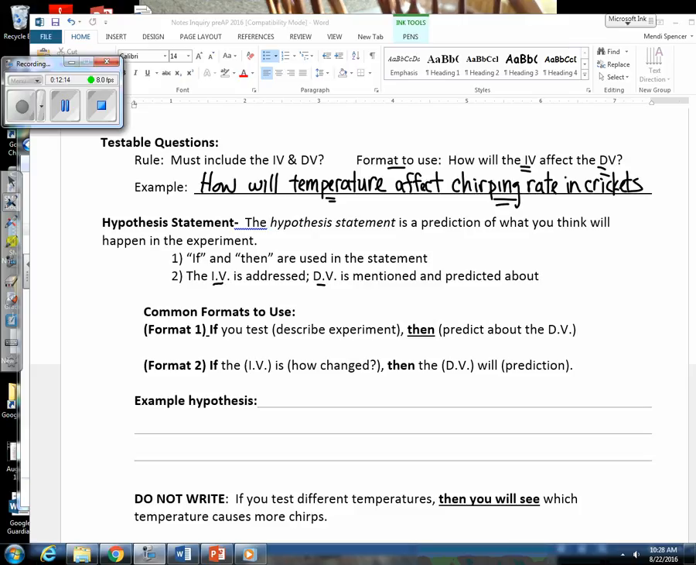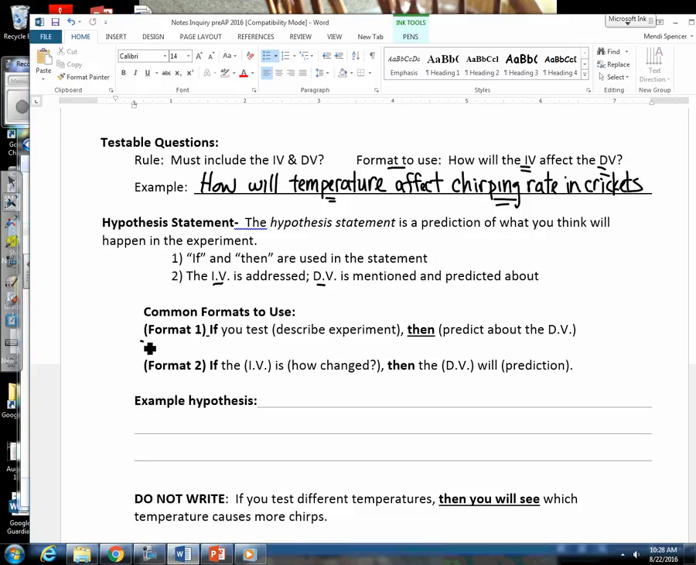So let's look at a couple formats that you can use. So first of all, format 1, it says if you test and you kind of describe what you're doing, then predict about the dependent variable. If you do that, you're going to have a good hypothesis statement. I'm going to write an example of a good hypothesis statement using format 1. So it starts off, if you, and we're just going to describe our experiment.